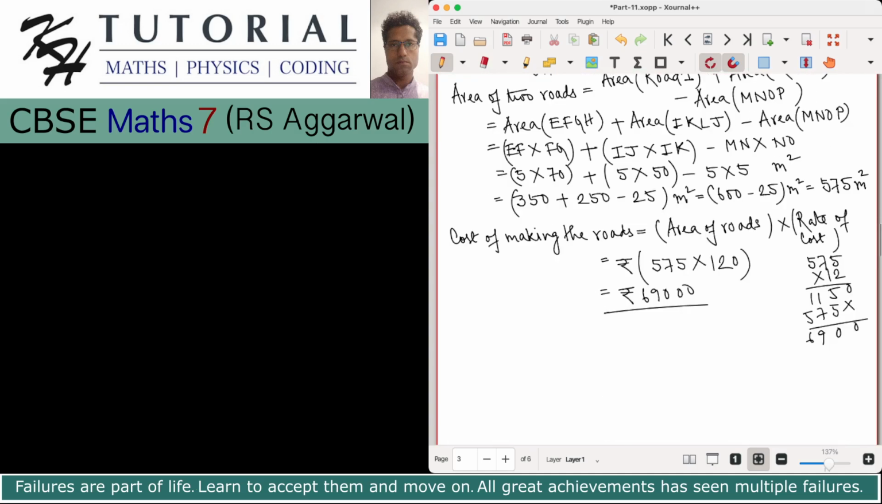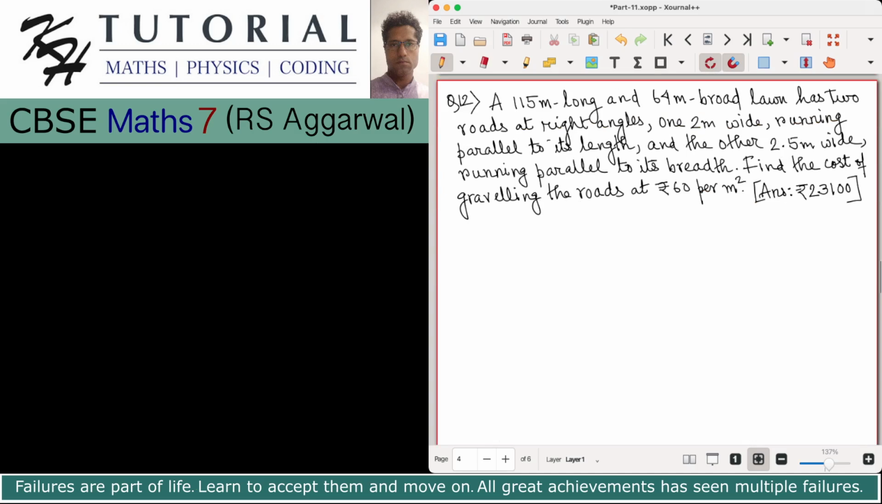Okay, let's do the next problem. Question number 12 says a 115-meter long and 64-meter broad lawn has two roads at right angles, one 2-meter wide, running parallel to its length, and the other 2.5-meter wide, running parallel to its breadth. Find the cost of graveling the roads at rupees 60 per meter square.